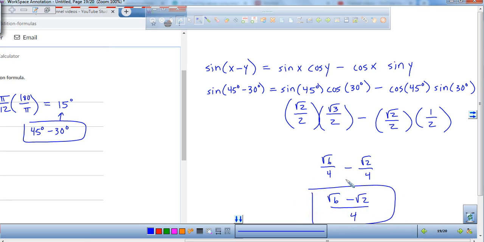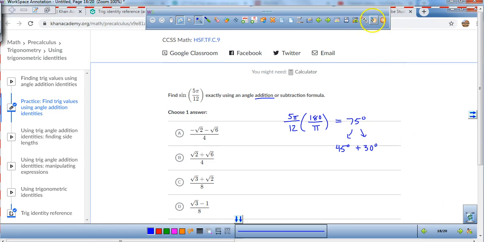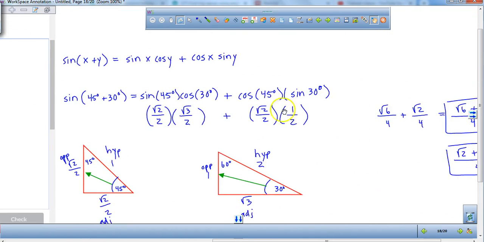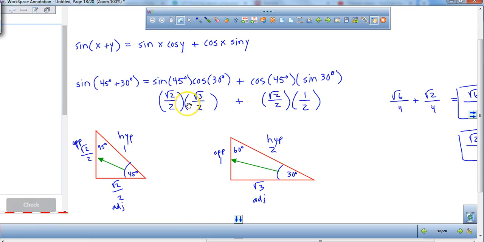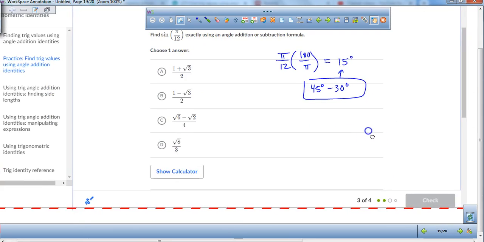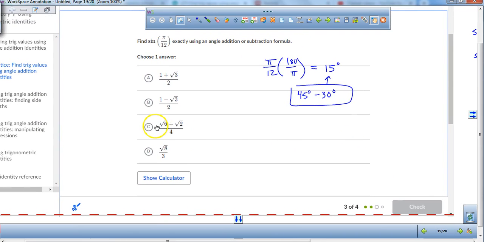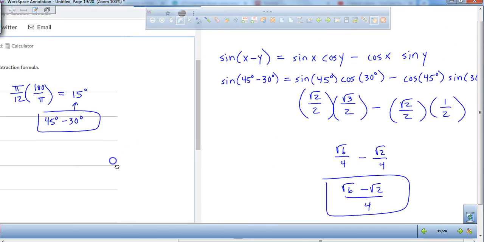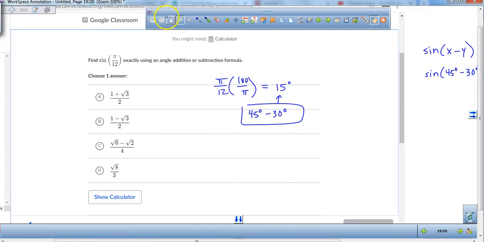So here's the cool news. Once you get what the sine of 45 is, and the cosine of 30, the cosine of 45, and the sine of 30, you can just plug them into your next problem whenever you need to. So here we go. I'm going to choose answer choice C. That didn't take too long. Not too bad.